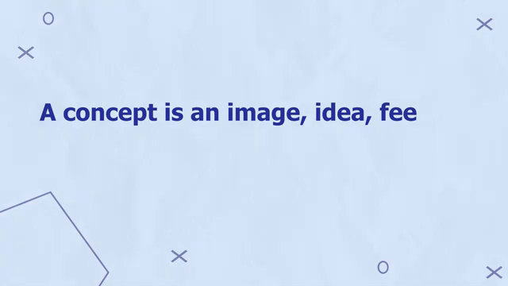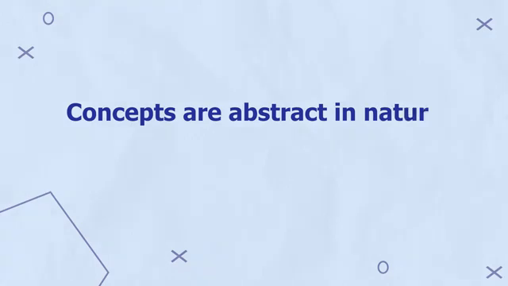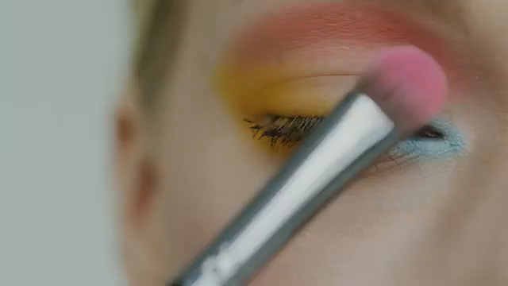Let's start with conceptualization. The verb conceptualization comes from the noun concept. A concept is an image, idea, feeling, or thought that describes a phenomenon in the social world. Concepts are therefore linguistic symbols that are used to describe social phenomena. In this regard, concepts are abstract in nature and possess multiple meanings. So, examples of concepts include beauty, wealth, educated, among many others.